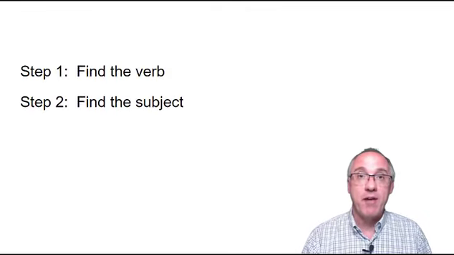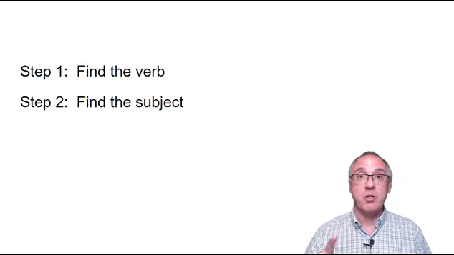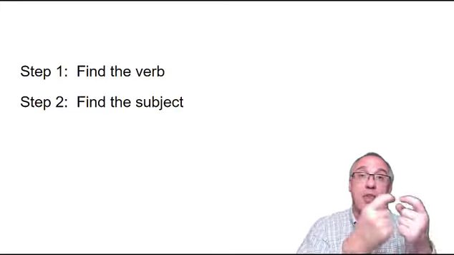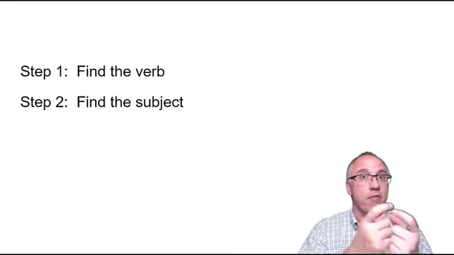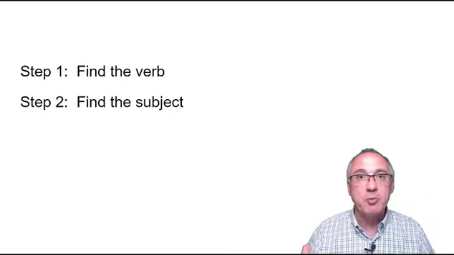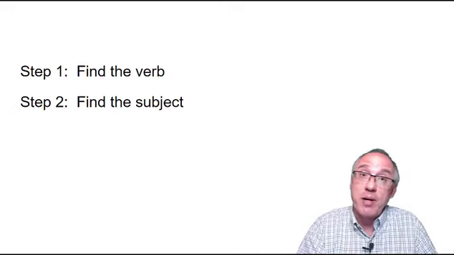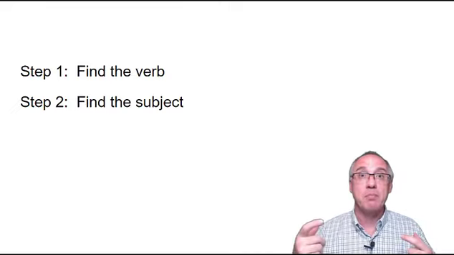Number 2, using the verb, find the subject. Sometimes the subject will not be expressed. For example, it will be a part of the verb, and therefore you will have to use a pronoun: he, she, or it. Very often, though, it will be expressed, in which case you will replace the he, she, or it with the subject in the nominative case.